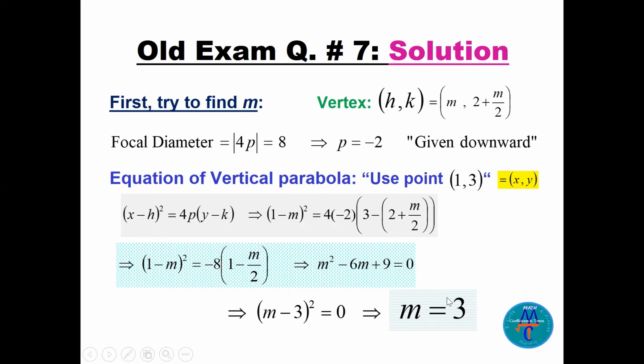See, if we now know m, we can replace it here. 3, and here 2 plus 3 over 2. This is the vertex.